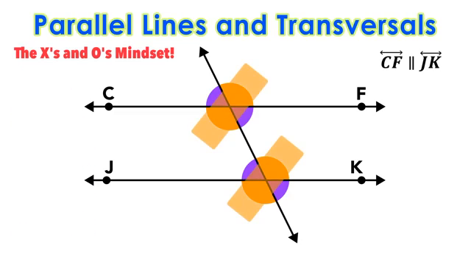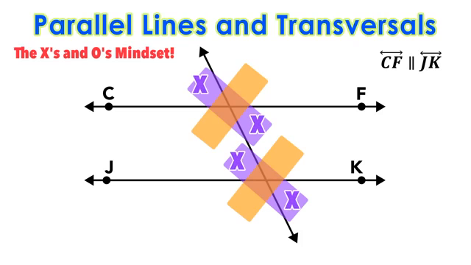Now, this mindset involves differentiating between the obtuse angles and the acute angles using some kind of a diagonal mark. So in this case, I have a diagonal orange streak for the obtuse angles and a diagonal purple streak for the acute angles. Next, I'm going to label all of the acute angles with the letter X and all of the obtuse angles with the letter O. Now again, you can reverse this and make the acute angles O's and the obtuse angles X's as long as you are consistent. This mindset method will still work.